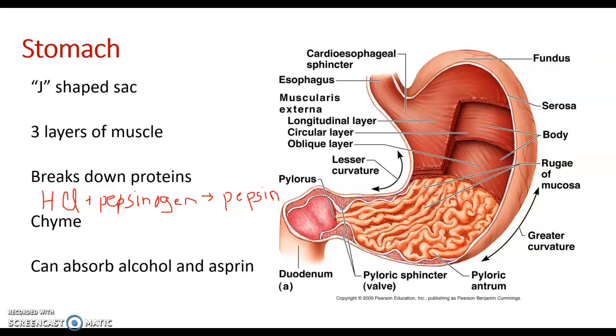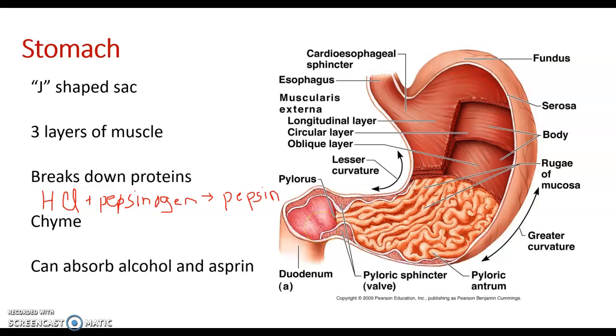So once all of that mechanical digestion has occurred through those 3 layers of muscle, and the chemical digestion of proteins has been started, and we're mixing up all of the gastric juices inside the stomach and mixing up all those individual boluses that have been swallowed, now what enters the small intestine, leaving the stomach, is called the chyme mixture.